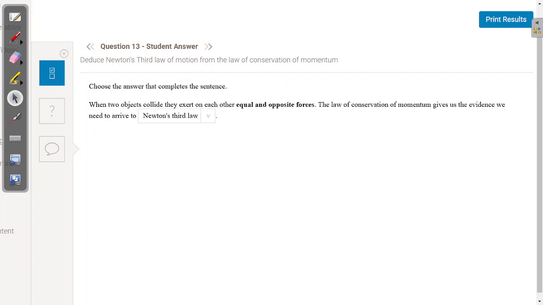When two objects collide, they exert on each other equal and opposite forces. The law of conservation of momentum gives us the evidence we need to arrive at Newton's third law. Yes, you memorize this.